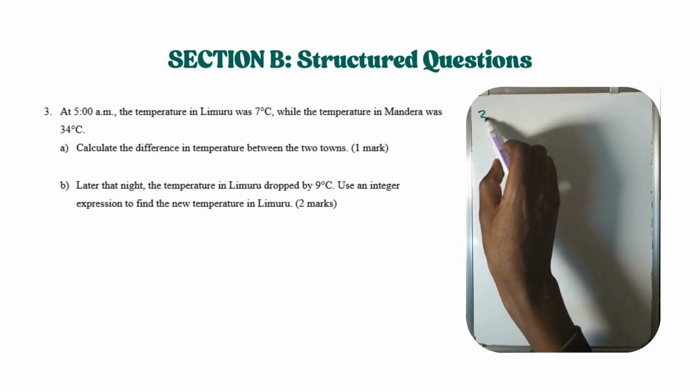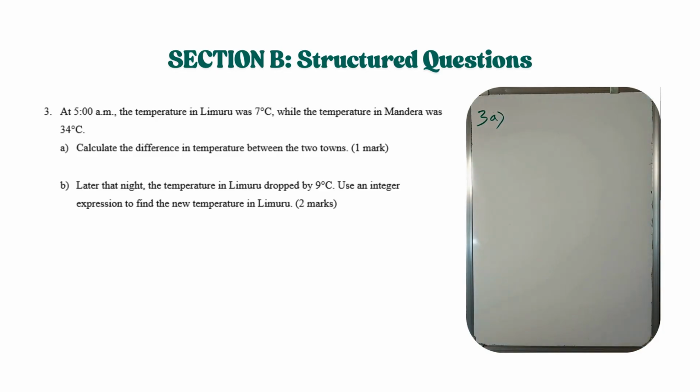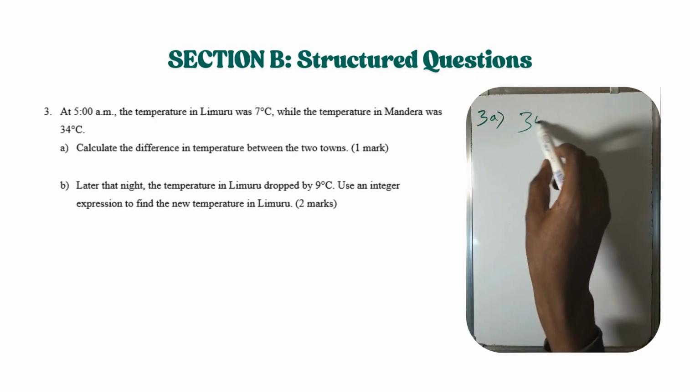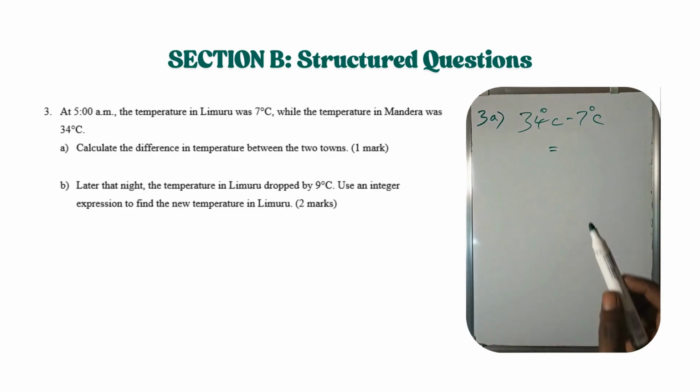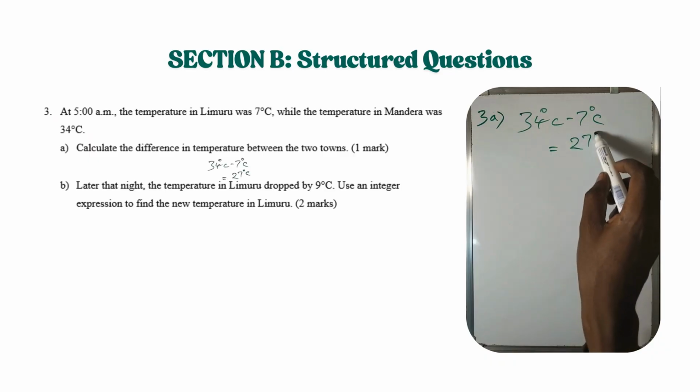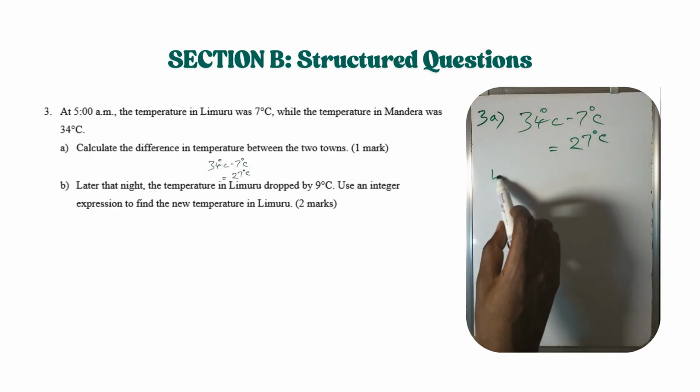For number 3, at 5 a.m. the temperature in Limuru was 7 degrees Celsius, while the temperature in Mandera was 34 degrees Celsius. Calculate the difference in temperature between the two towns. The difference in temperature between the two towns will be the higher temperature minus the lower temperature. That will be 34 degrees Celsius minus 7 degrees Celsius, and that will give us 27 degrees Celsius.